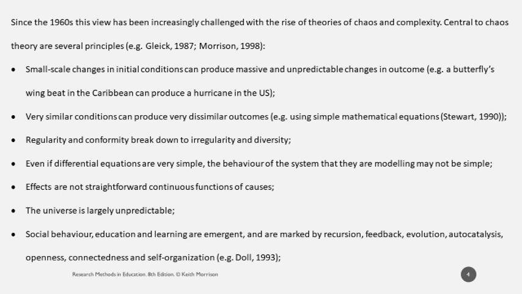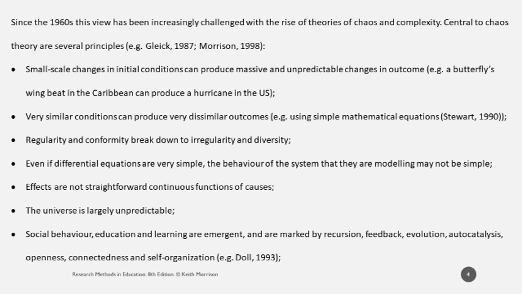Central to chaos theory are several principles. Small-scale changes in initial conditions can produce massive and unpredictable changes in outcome. For example, a butterfly's wing beat in the Caribbean can produce a hurricane in the U.S. Very similar conditions can produce very dissimilar outcomes, for example using simple mathematical equations. Regularity and conformity break down to irregularity and diversity. Even if differential equations are very simple, the behavior of the system that they are modeling may not be simple. Effects are not straightforward continuous functions of causes. The universe is largely unpredictable.